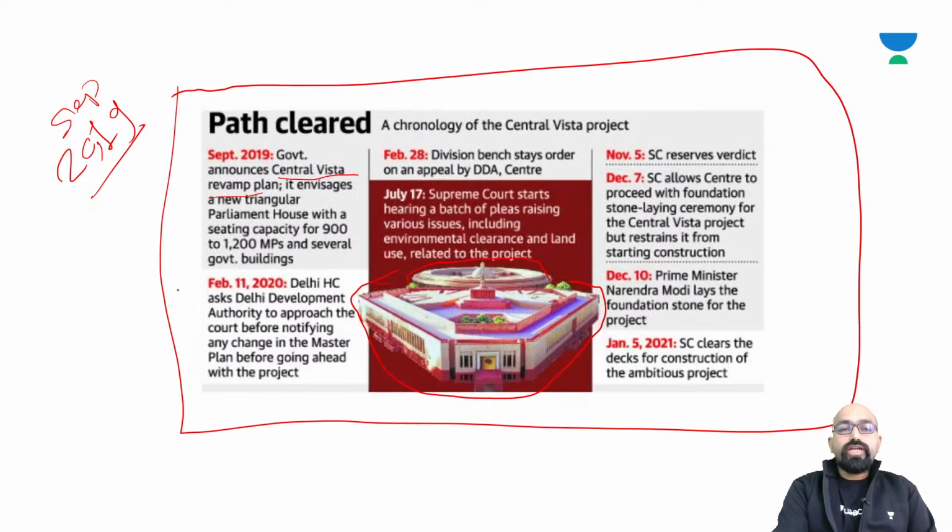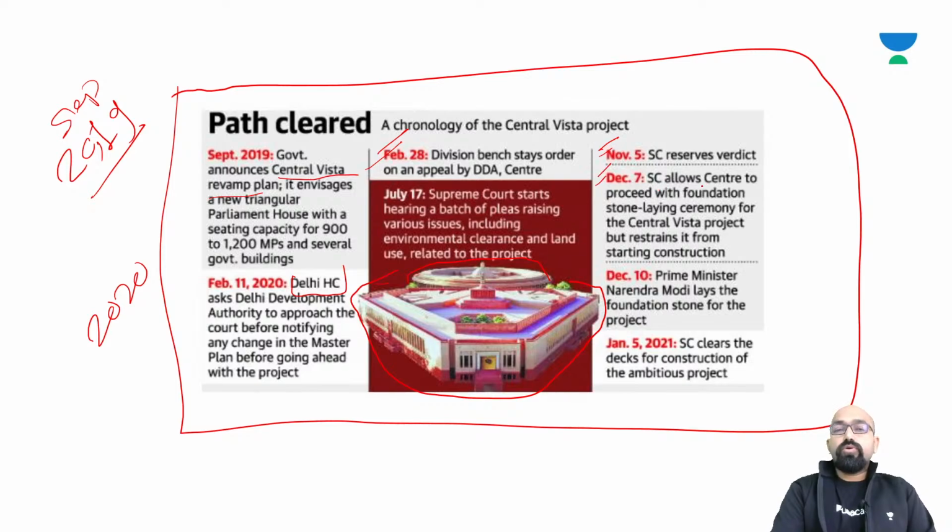on Feb 11, 2020, Delhi High Court asked the Delhi Development Authority to approach the court before notifying any change in the master plan, before going ahead with the project. Alright. Now on Feb 28, a Division Bench stays the order on the appeal by DDA and the Center. Now, November 5, SC reserves verdict.